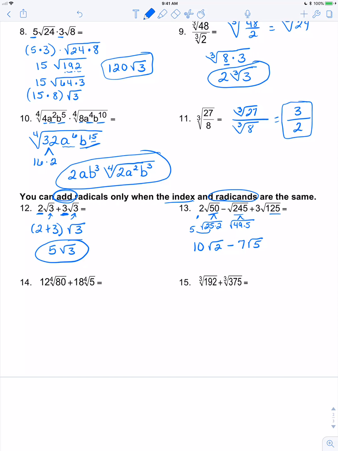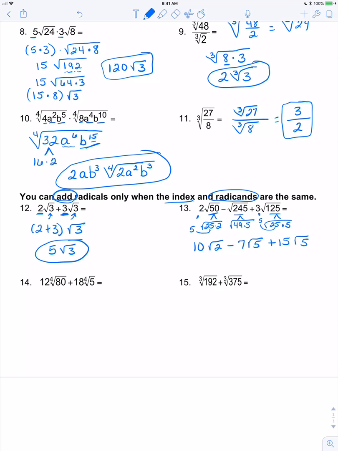The square root of 125, that breaks down to 25 times 5. Well, the square root of 25 is 5. We've got to multiply it by that 3. So that's 15 square roots of 5.